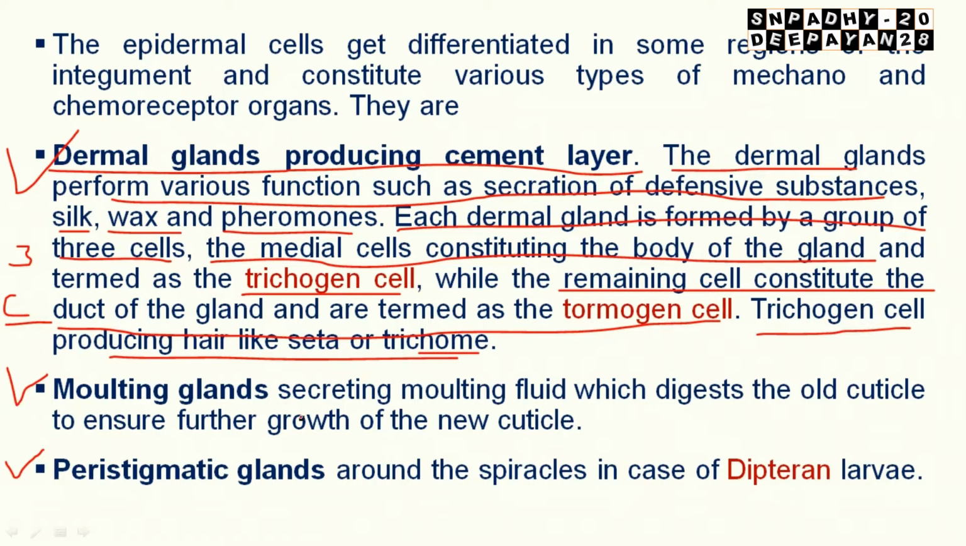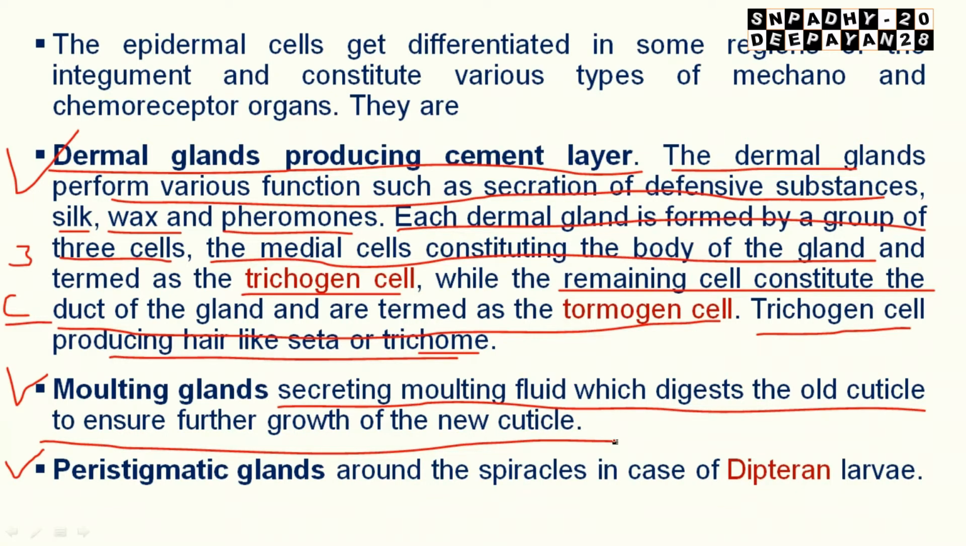Then come to the molting gland. The molting gland secretes molting fluid which digests the old cuticle to ensure further growth of the new cuticle. Molting glands produce molting fluid which helps in digestion of the old cuticle. Which old cuticle? We will discuss in the molting part. So for now you just understand molting glands secrete molting fluid which digests the old cuticle which must be digested.